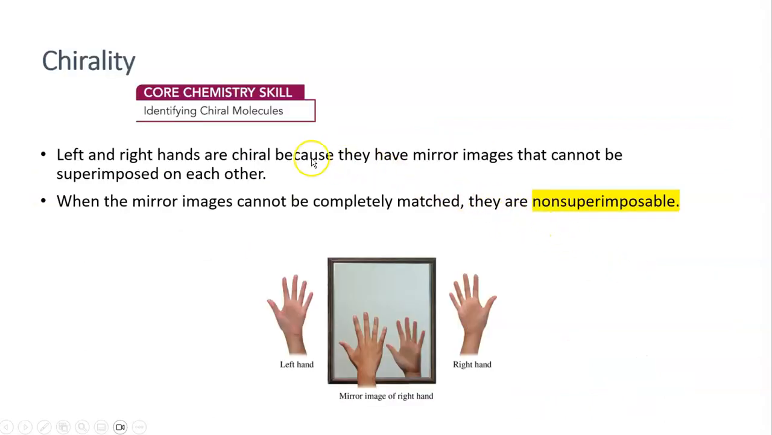When it comes to chirality, this identification of a chiral molecule is very important and an expected core chemistry skill in this class. As I mentioned, our two hands are non-superimposable because if we take the mirror image of one of our hands, these mirror images are not aligning with each other. So that's an example of how to identify a chiral object.